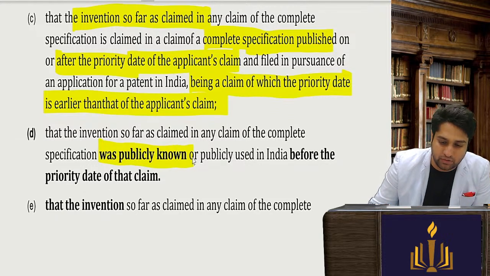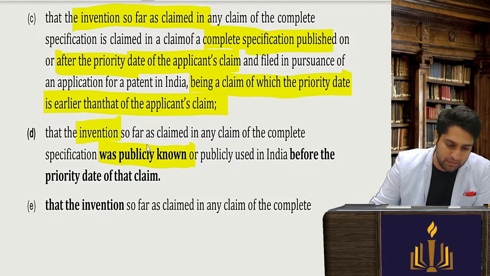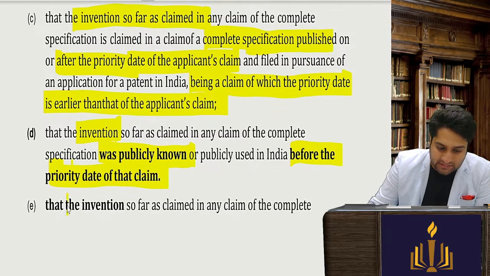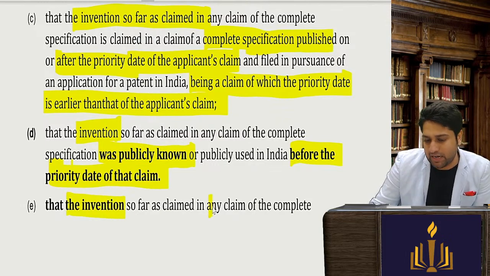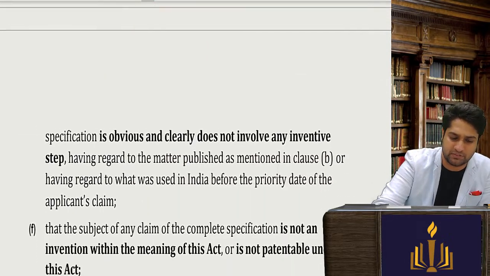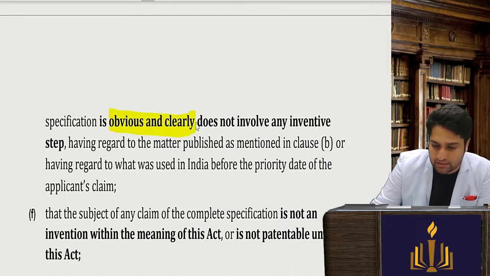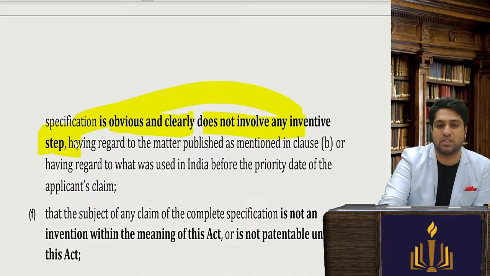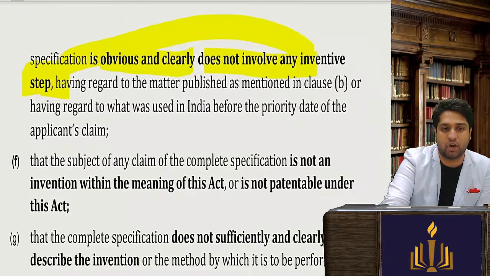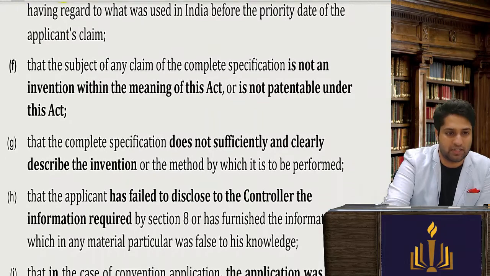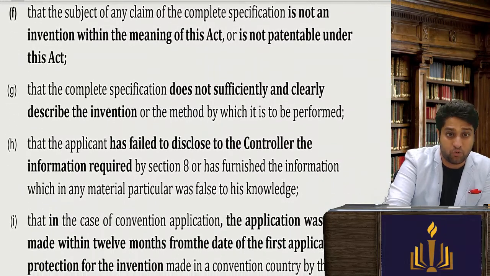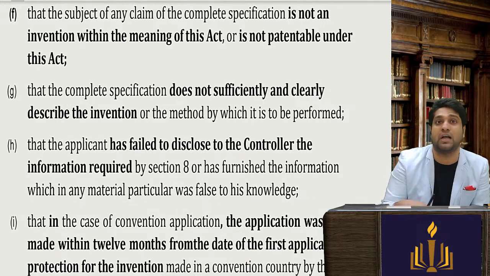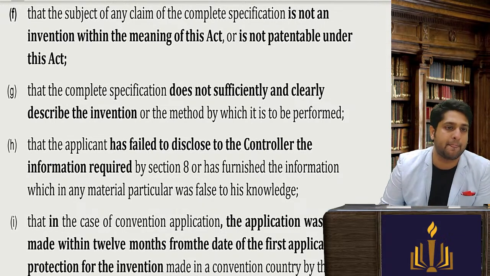Okay, it was publicly known. The invention was publicly known before the priority date claimed by him. The invention so far claimed in any of the claims of the complete specification is obvious, clear, and does not involve an inventive step. So you can say it's a very obvious invention. It does not involve an inventive step. So I hope you're taking notes, because once the grounds are over, I'll ask you how much you can remember.